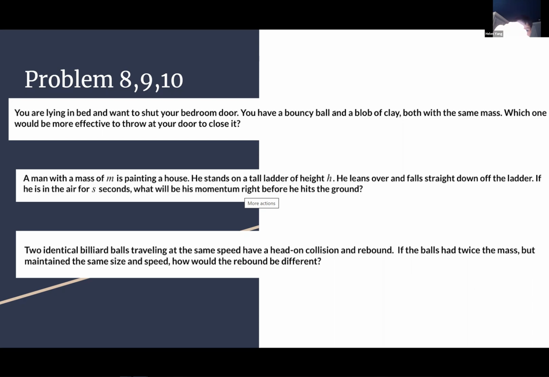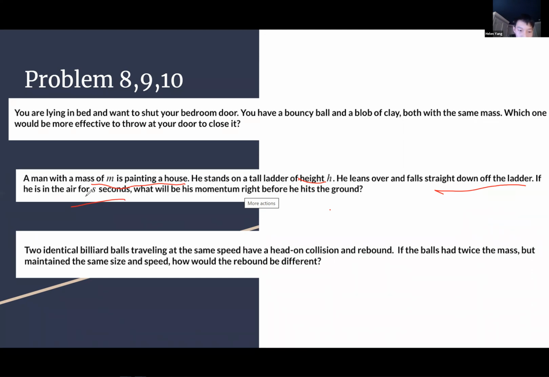Okay, so I'll go over question 9. So a man with a mass of M is painting a house. He stands on a tall ladder of height H. He leans over and falls straight down off the ladder. If he's in the air for S seconds, what is his momentum right before he hits the ground? So it's basically asking for his final momentum.